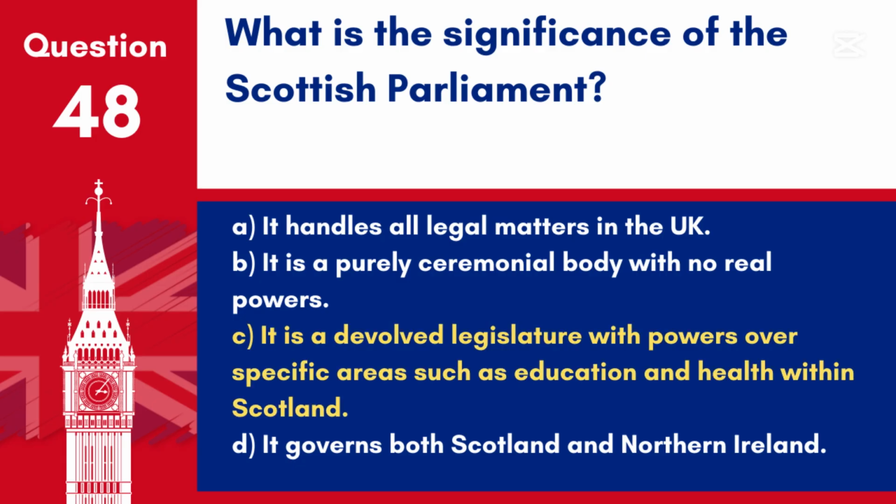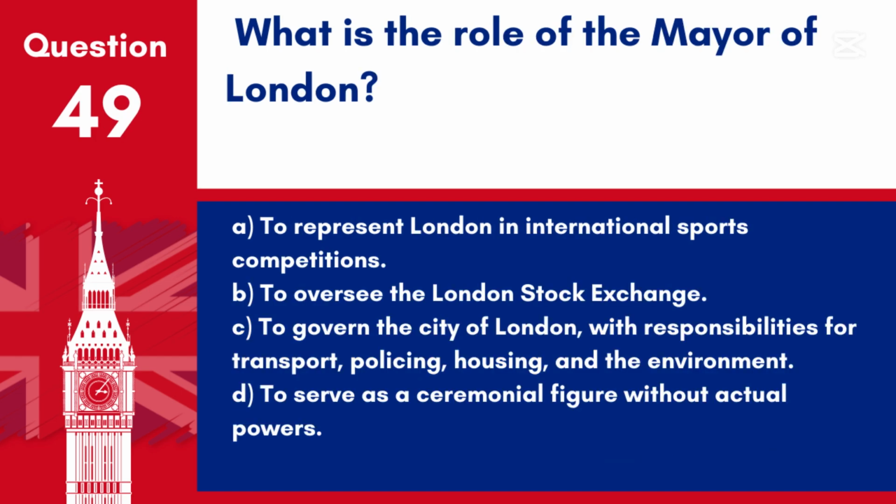Answer: C. It is a devolved legislature with powers over specific areas such as education and health within Scotland. The Scottish Parliament, established in 1999, exercises devolved powers in several areas, playing a critical role in the governance of Scotland. Question 49. What is the role of the Mayor of London?